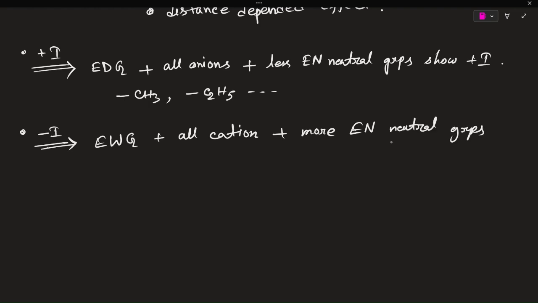So, for example, if a C double bond, an unsaturated bond, is present, then a C triple bond, etc. Now, let us consider some examples.